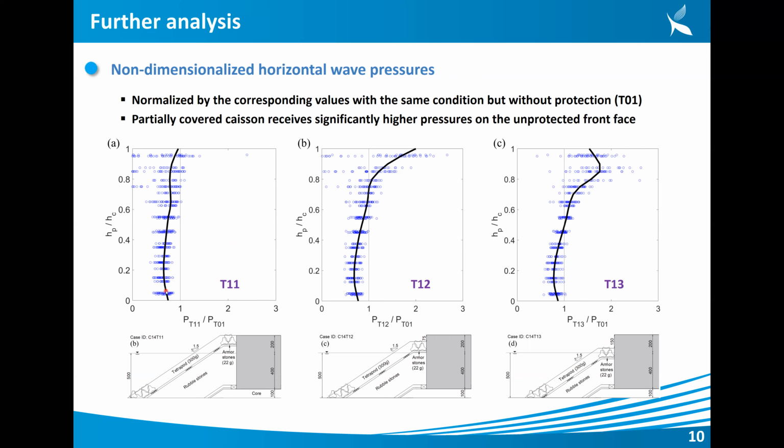The black line shows the profile of mean value mu plus half of the standard deviation sigma of the data. Statistically, this curve means the upper 33% value of the data, which gives more conservative evaluation of the wave pressure compared to the average of the data. The rest two figures show a similar presentation of the data from T12 and T13 respectively.